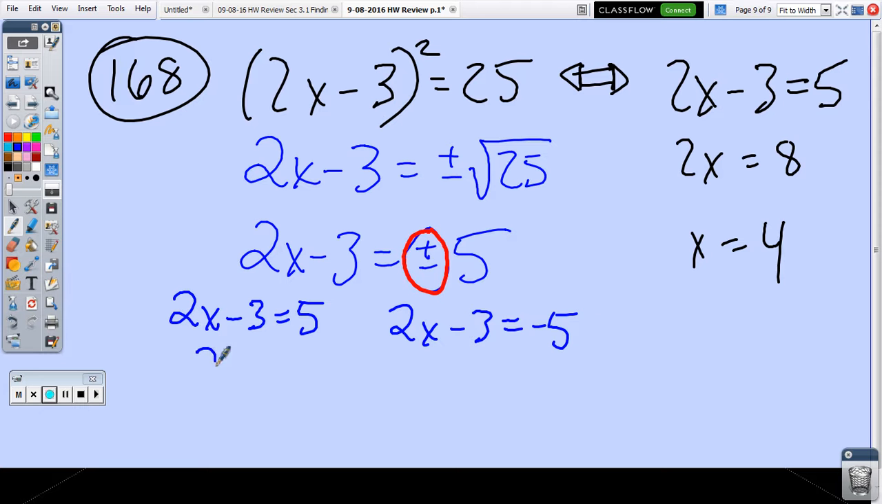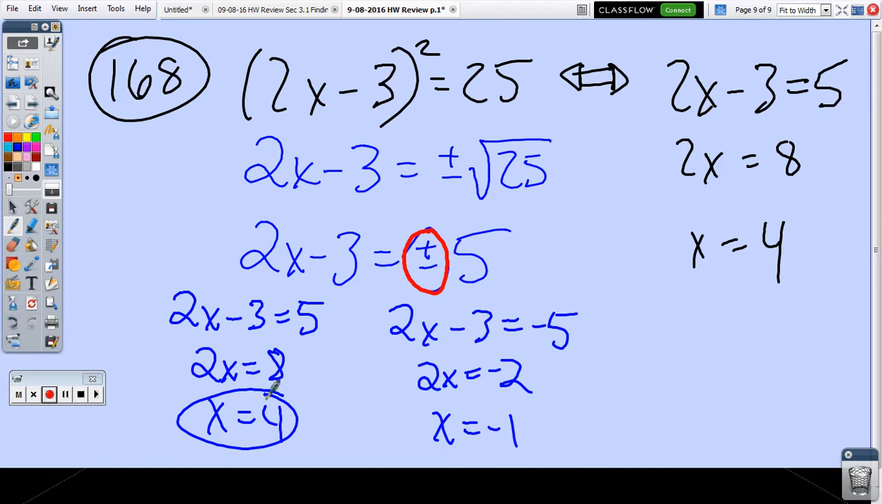Adding 3 to both sides, 2x equals 8. Divide both sides by 2, x equals 4. Here, adding 3 to both sides, 2x would equal negative 2. Dividing both sides by 2, x is equal to negative 1. And you can test these to see if they work correctly. Plug in 4 into x: 8 minus 3 is 5, and 5 squared is 25. If I plug in negative 1 into x, negative 2 minus 3 is negative 5, and negative 5 squared is also 25.